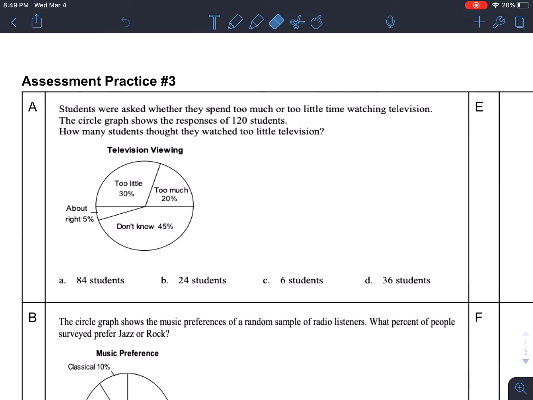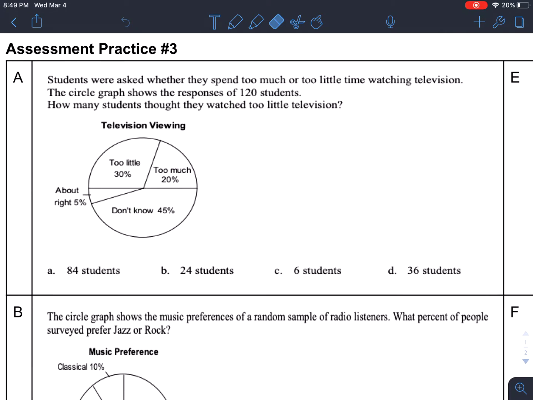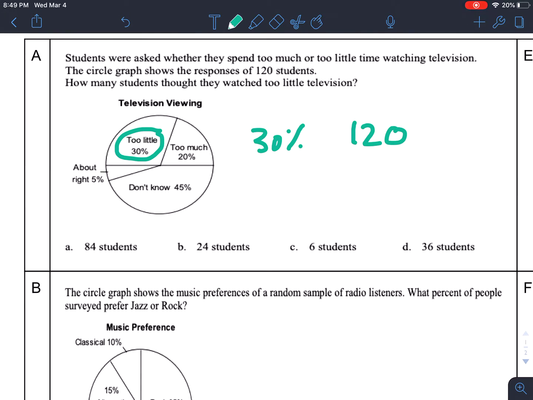All right, so we're going to start going through these questions. Question A, students were asked whether they spend too much or too little time watching TV. The circle graph shows the responses of 120 students. How many students thought they watched too little television? Okay, so here's the problem. We don't actually know, based on the graph, how many students watched too little television, but we know total was 120. And we know the students that said too little television was 30%. Okay, so what we have to do is find 30% of 120.